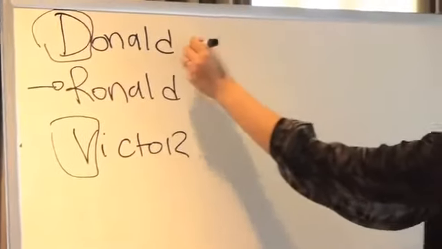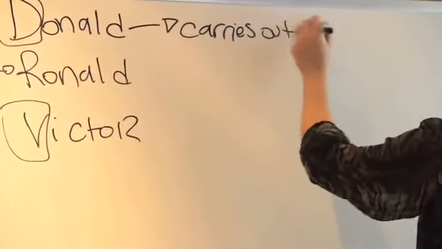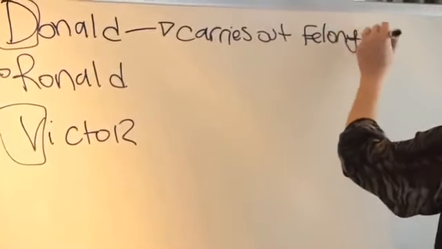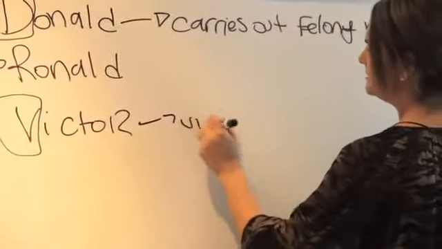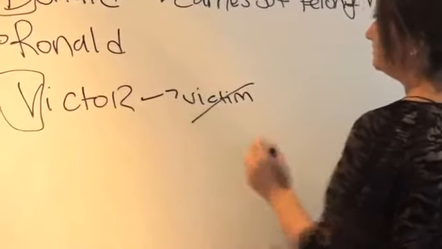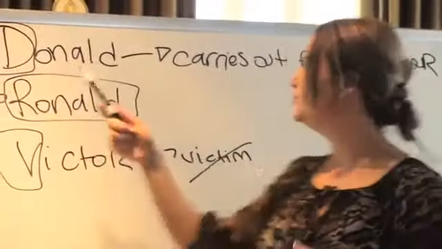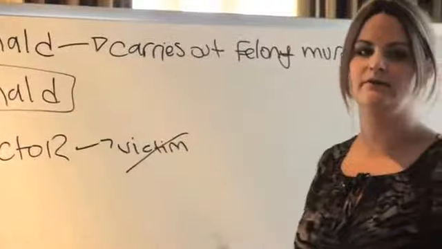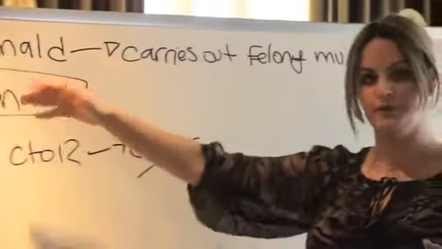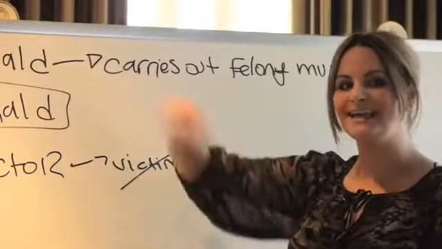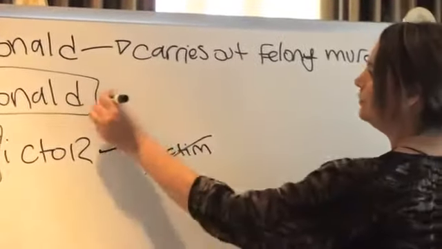Well, Donald carries out, let's say, the felony murder. He actually pulls the gun. Victor is the victim that dies. Who's Ronald? Well, let's say Ronald conspired with Donald to commit the felony murder or to commit the underlying felony that ends up leading to the felony murder. Can Ronald, and the issue is, can Ronald be held vicariously liable for the acts of Donald, even though Ronald did not pull the trigger?